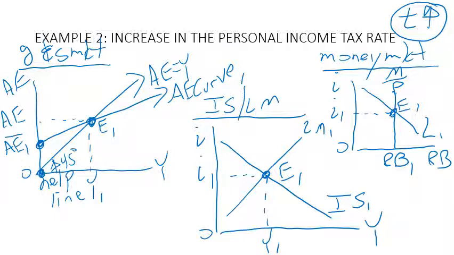Okay, switch colors, red. So let's deal with this event. There's an increase in the personal income tax rate. So this event, will it start in the goods and services market, or will it start in the money market? It will start in the goods and services market, because T, the personal income tax rate, is one of the components of aggregate expenditures.